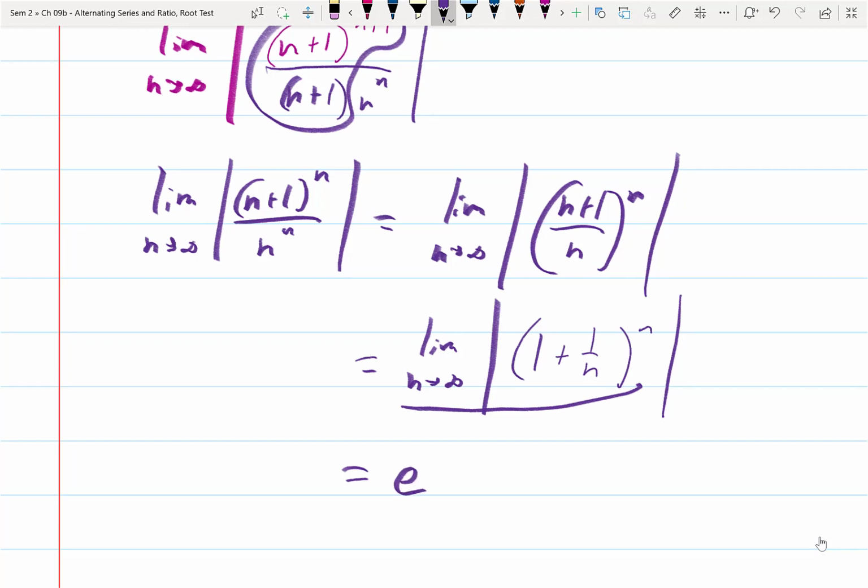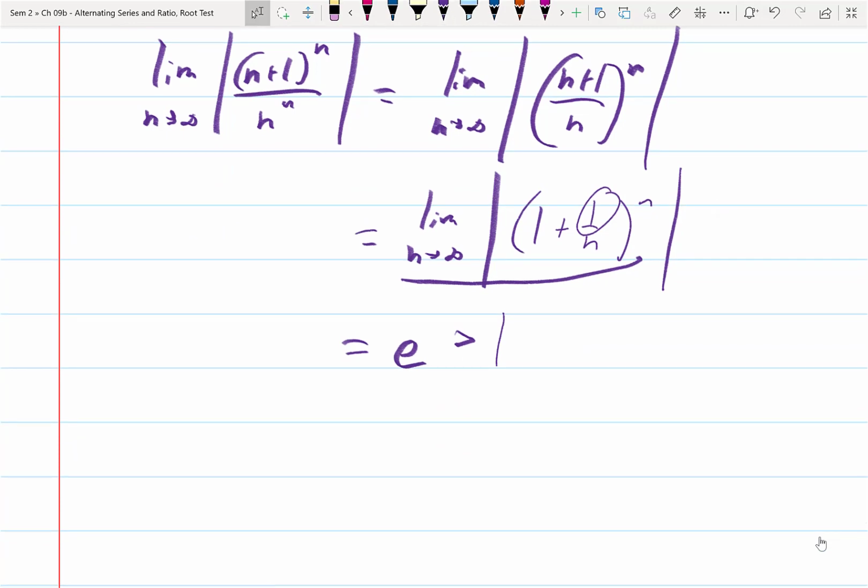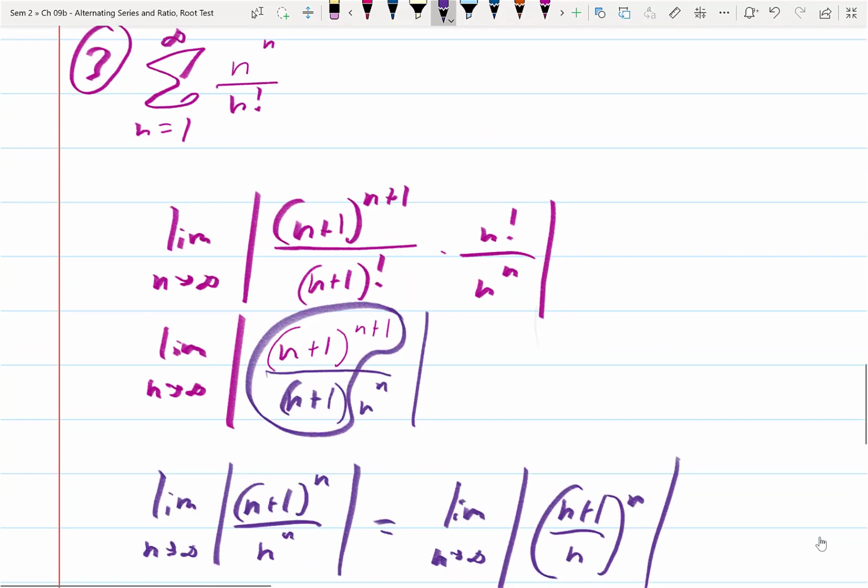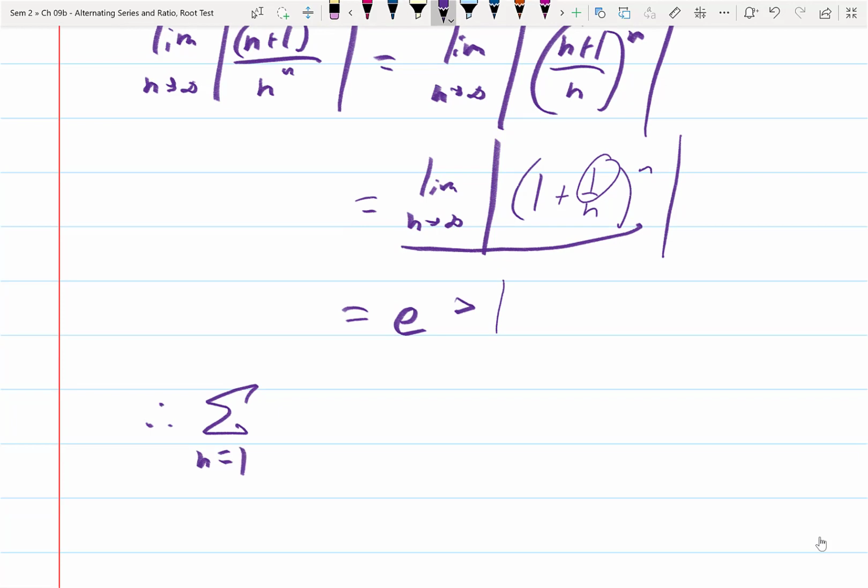And it's actually e to the first power. Remember, this k value here determines the power of the e. So since that's 1, this is e to the first, which is greater than 1. So the whole limit comparison becomes greater than 1. Therefore, the sum from n equals 1 to infinity of n to the n over n factorial diverges by ratio test.